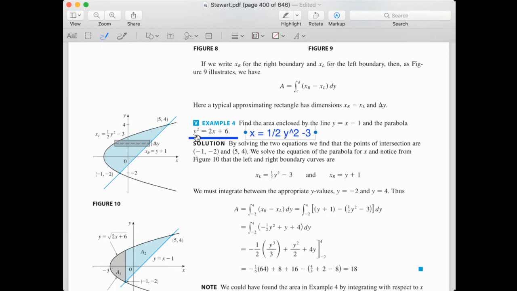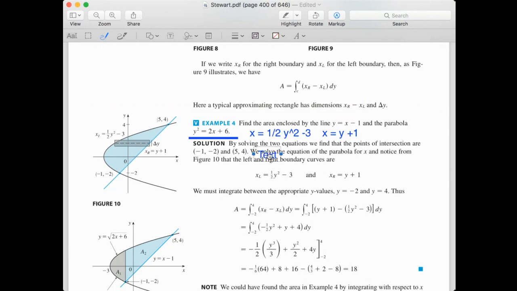We move 6 to the other side, so we have y squared minus 6. Then we divide by 2, so we have x equals half y squared minus 3. And this other one, we also have to rewrite. Y is a function of x, but we have to be consistent with this one. So we write x equals y plus 1.